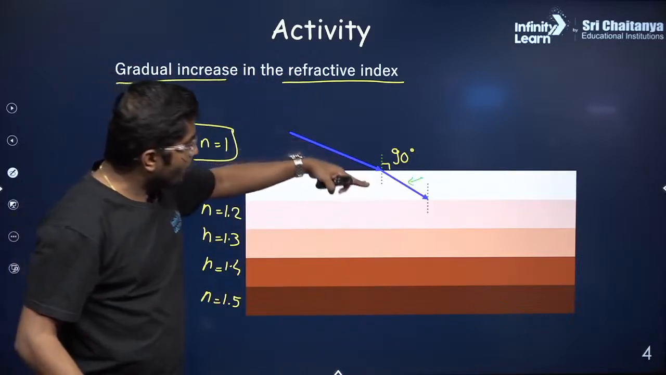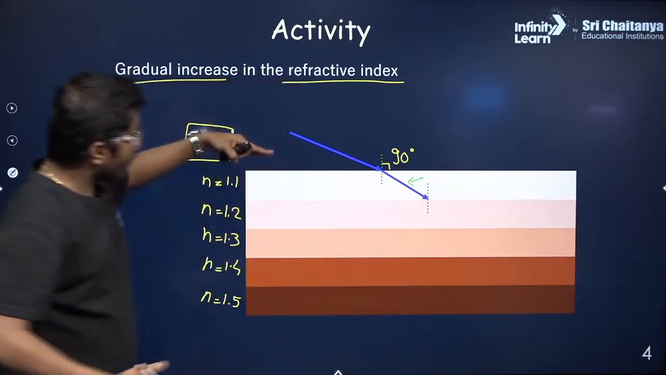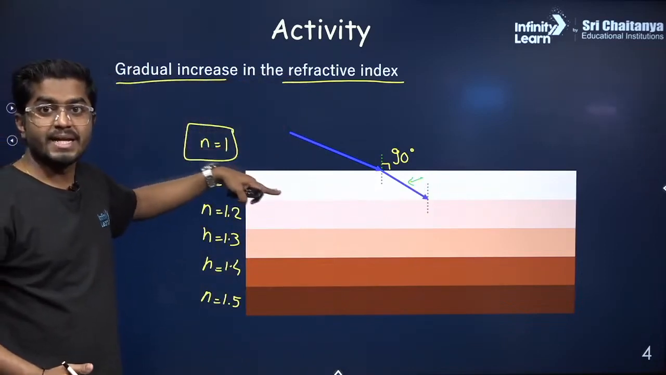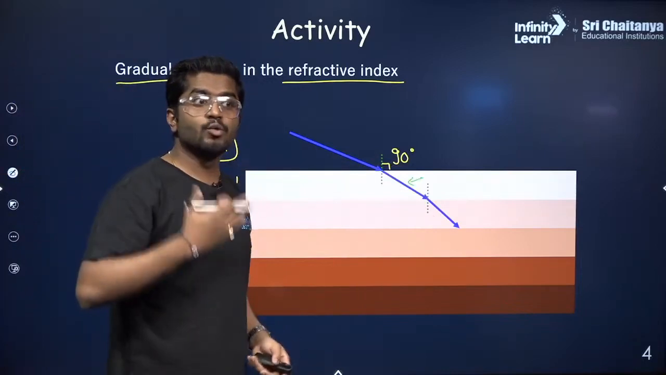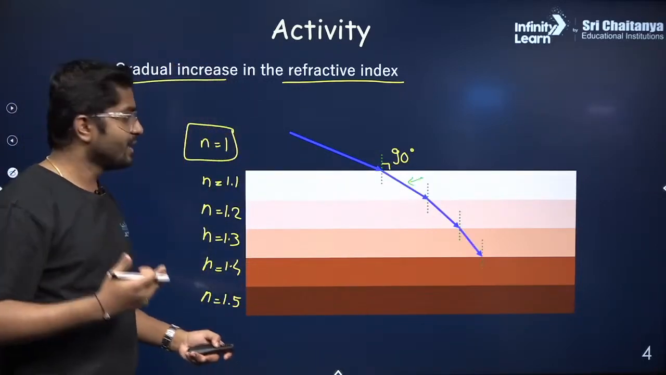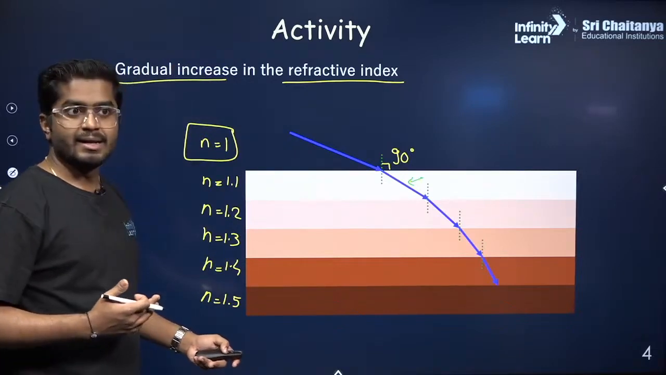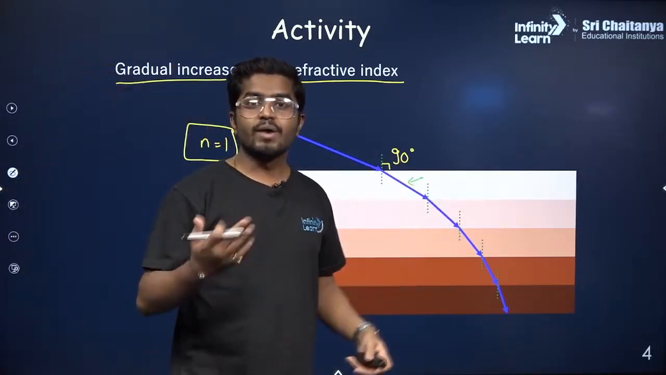So now when you go from layer 1 to layer 2, again you are going from optically rarer medium to optically denser medium. Again क्या हो रहा है? It is bending towards normal. Can you see? It will keep on bending towards the normal. Is it visible? Continuously it is bending towards the normal.